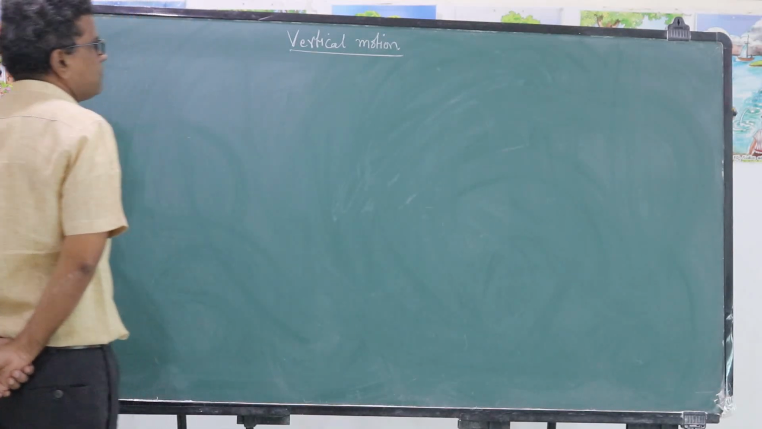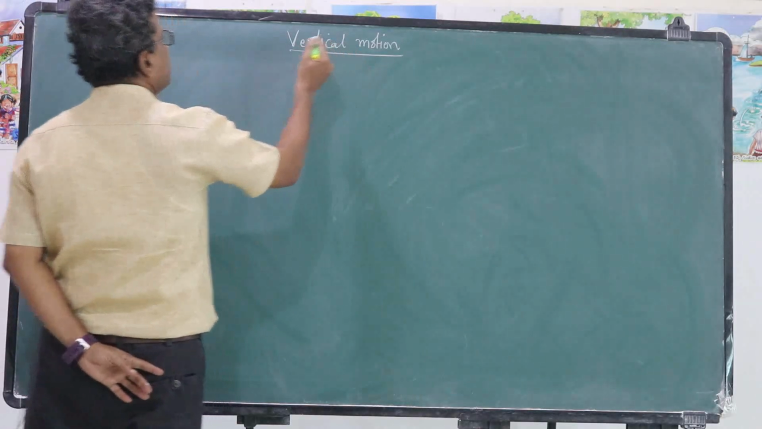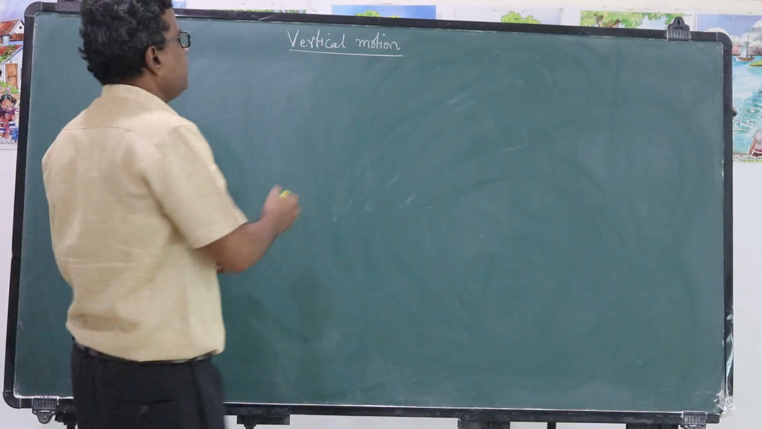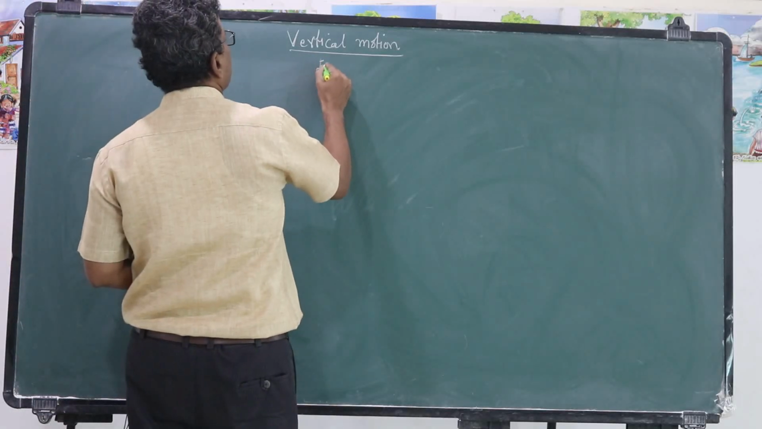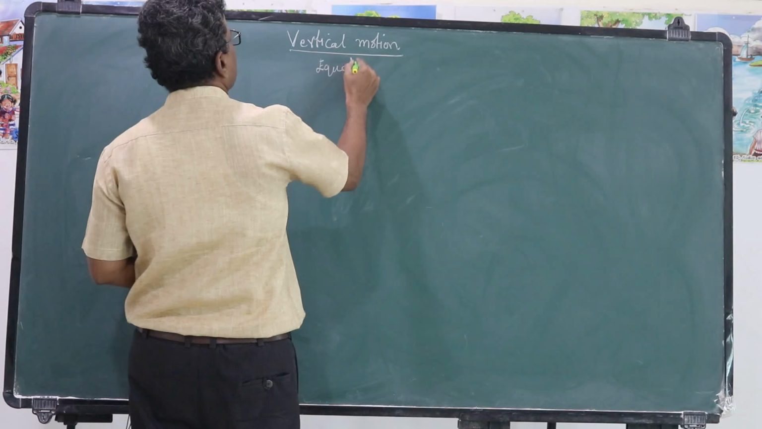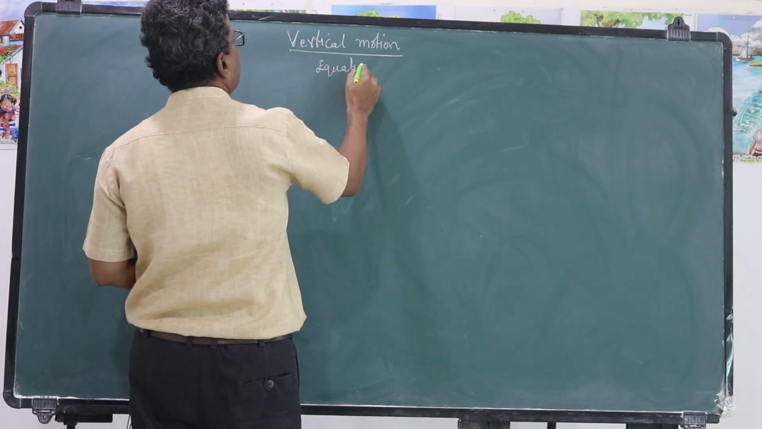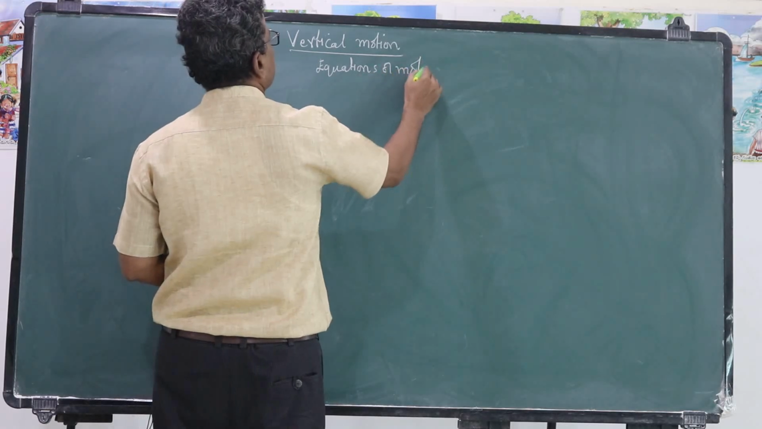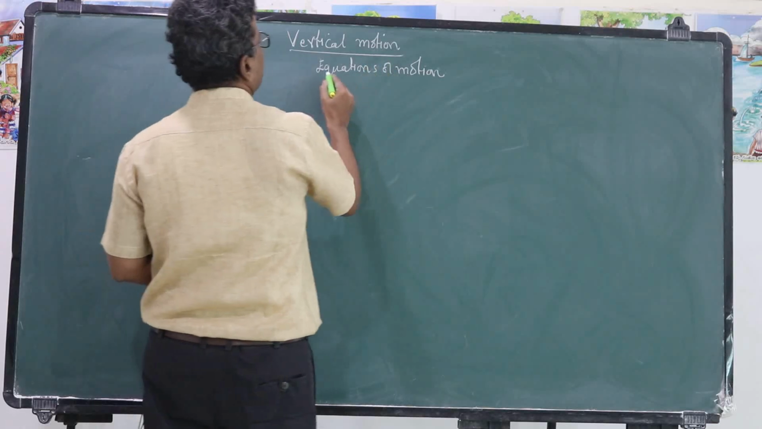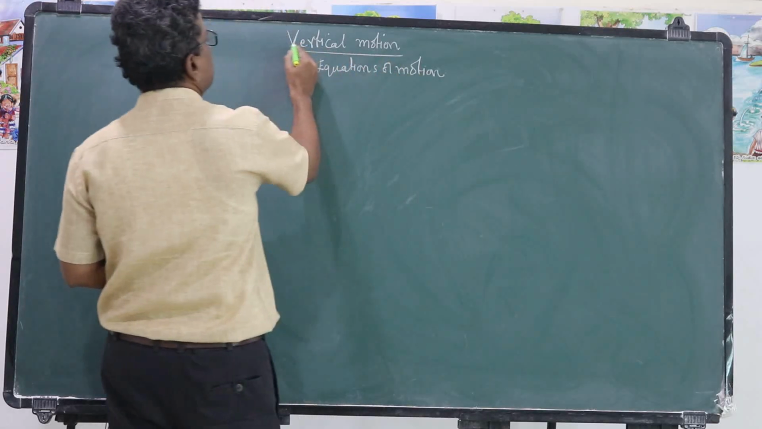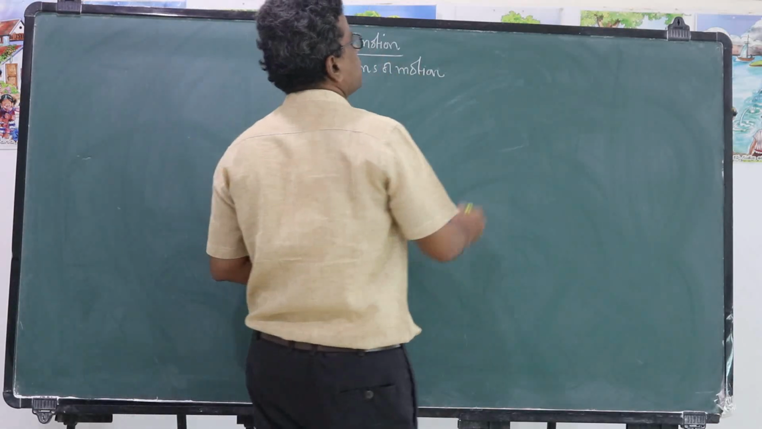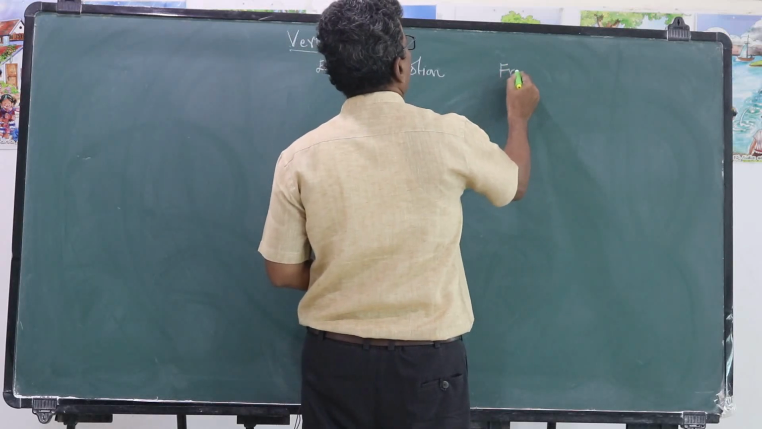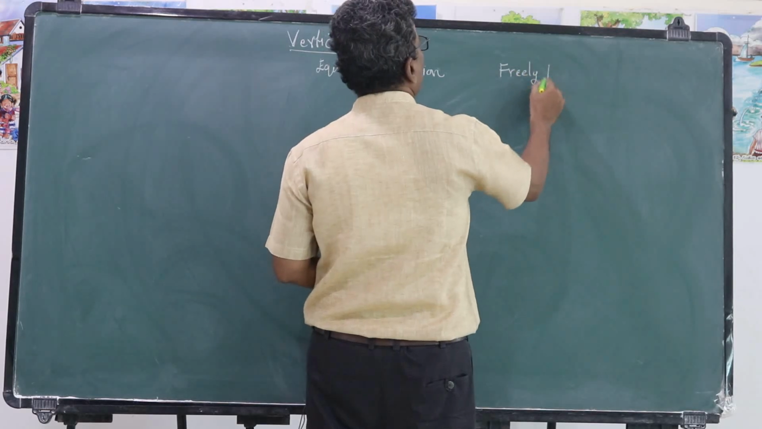So for this vertical motion, we consider the equations of motion. So far we studied equations of motion, and now we are going to study equations of motion for a vertically freely falling body. In which direction? Vertical motion. The first one is the freely falling body.